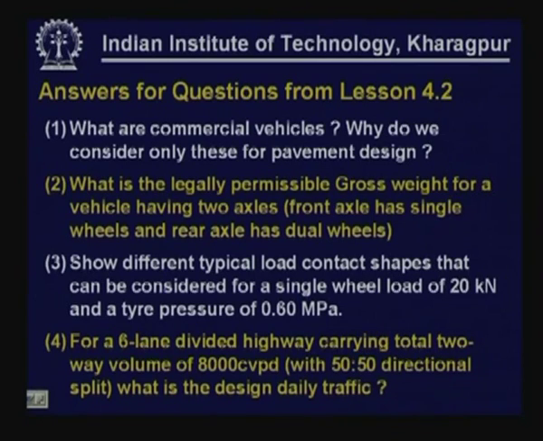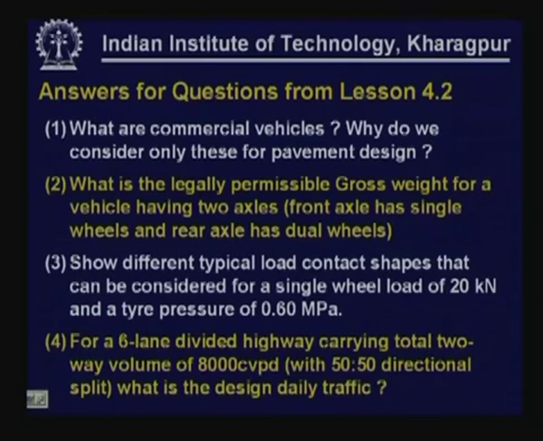Next, show the different typical load contact shapes that can be considered for a single wheel load of 20 kilonewton and tire pressure of 0.6. I am sure you will be in a position to calculate this. You have the load given, you have the contact pressure given. If it is assumed to be a circular contact area, 20,000 divided by 0.6 would give the area, and you can calculate the load radius. Similarly, you can calculate other shapes that were discussed in the earlier step.